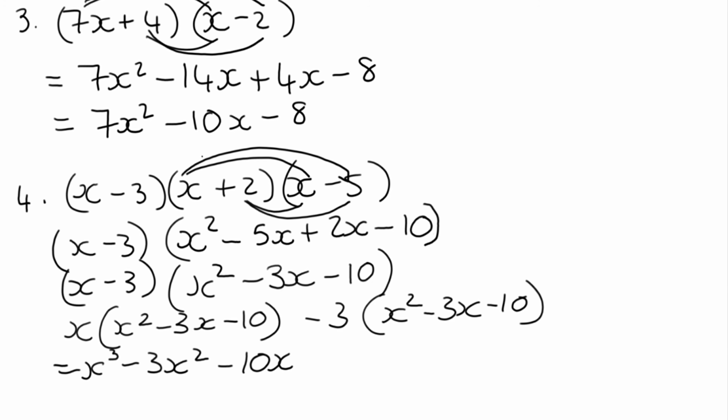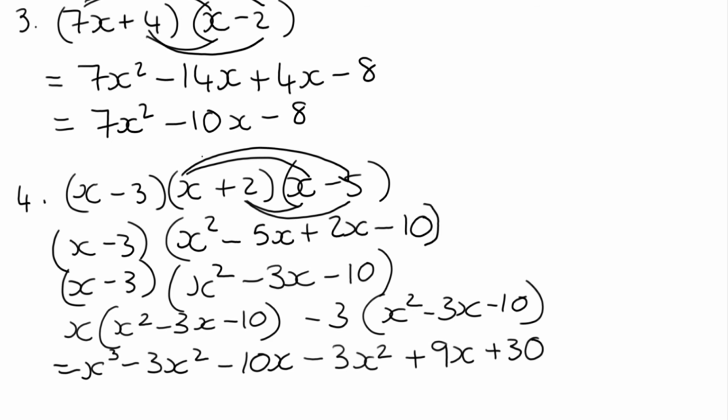Now we'll multiply the negative 3 through. Be careful of the negative sign. If you multiply two negatives, you'll get a positive answer. If you multiply a negative and a positive number together, you'll get a negative answer. So that's negative 3x squared plus 9x plus 30. Because negative 3 times negative 10 is plus 30.